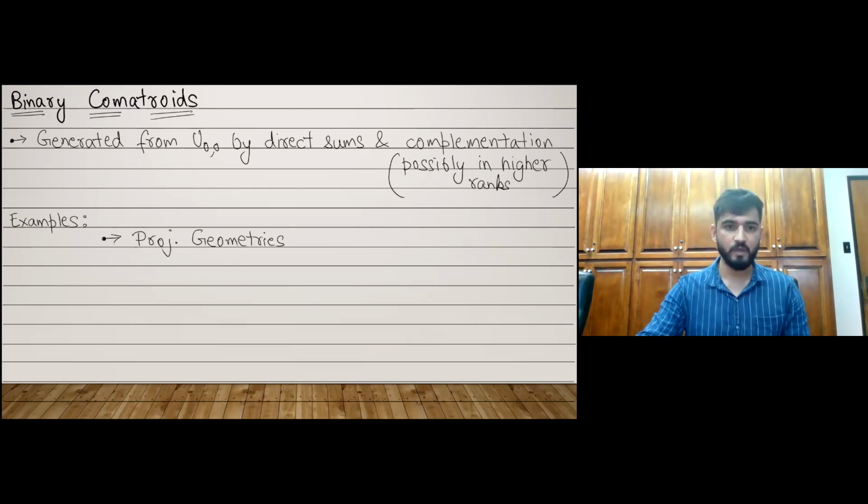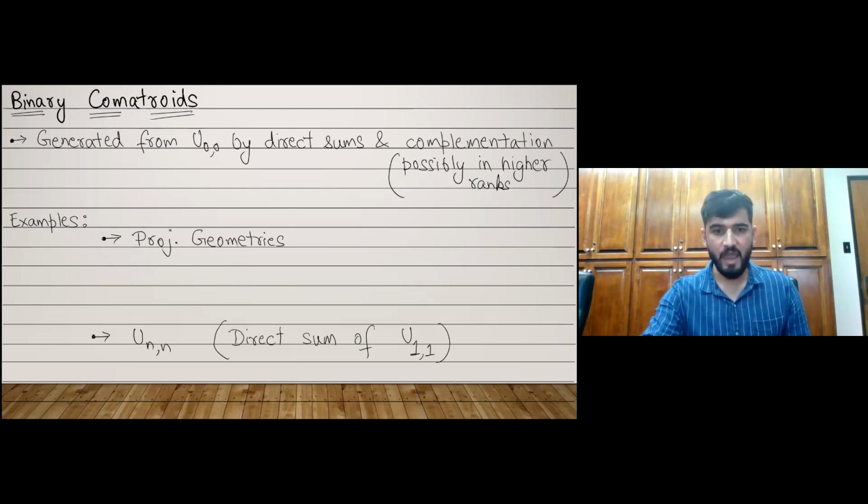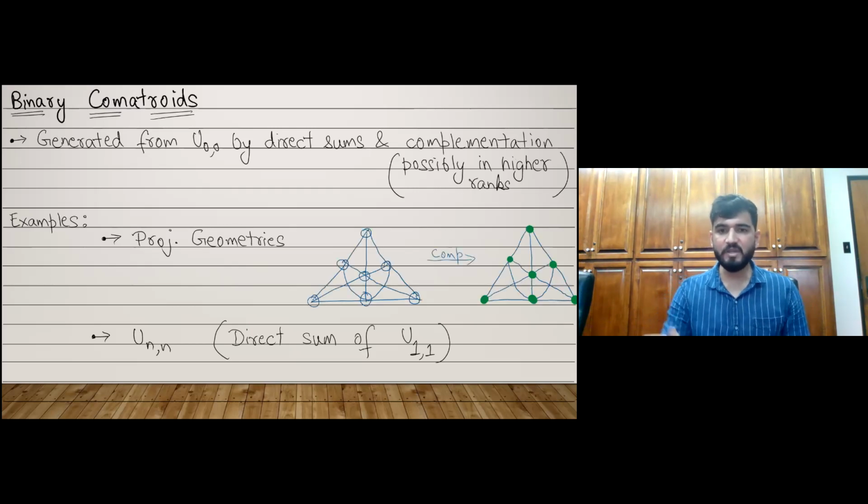So, examples. One obvious example is projective geometries and free matroids. How do we get projective geometries? Take the empty matroid, embed it in a projective geometry you like, and take its complement. So you get a projective geometry, and U11 is a projective geometry. Take as many direct sums of U11, you get the free matroid.